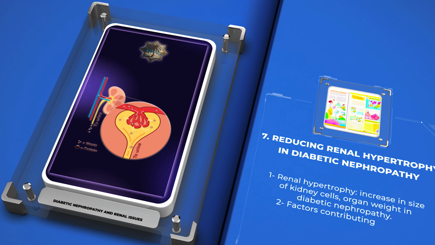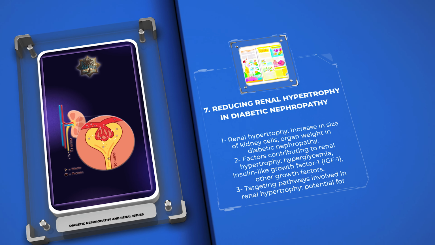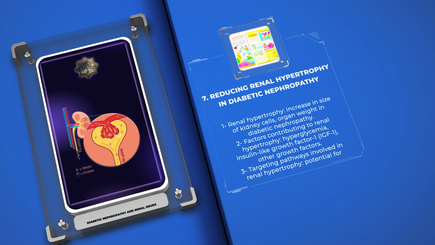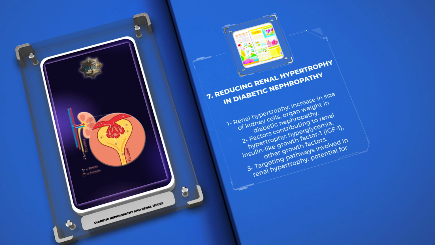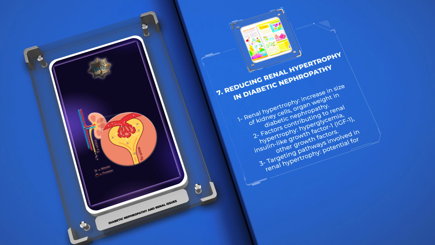Renal hypertrophy, characterized by an increase in the size of kidney cells and organ weight, is a common finding in diabetic nephropathy. Hyperglycemia, insulin-like growth factor 1, IGF-1, and other growth factors contribute to renal hypertrophy in diabetes. Targeting pathways involved in renal hypertrophy may have therapeutic potential in preventing or delaying the progression of diabetic nephropathy.